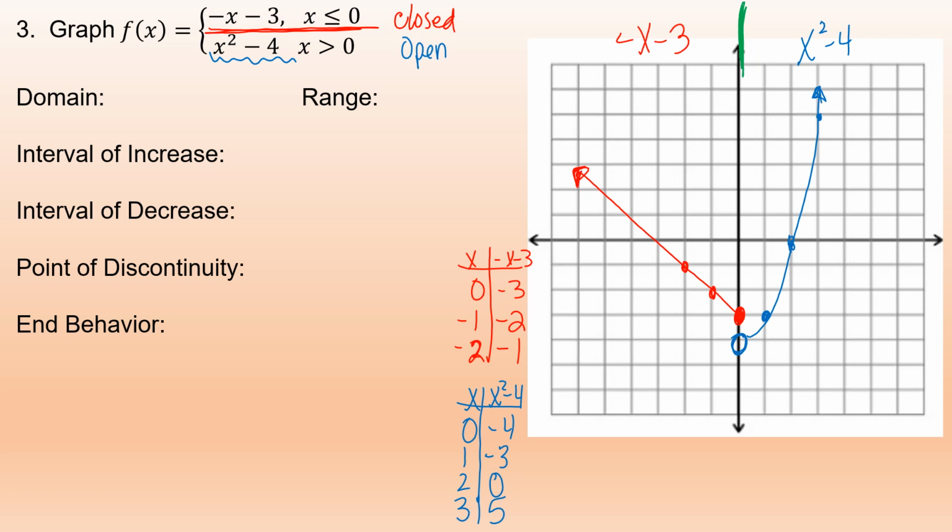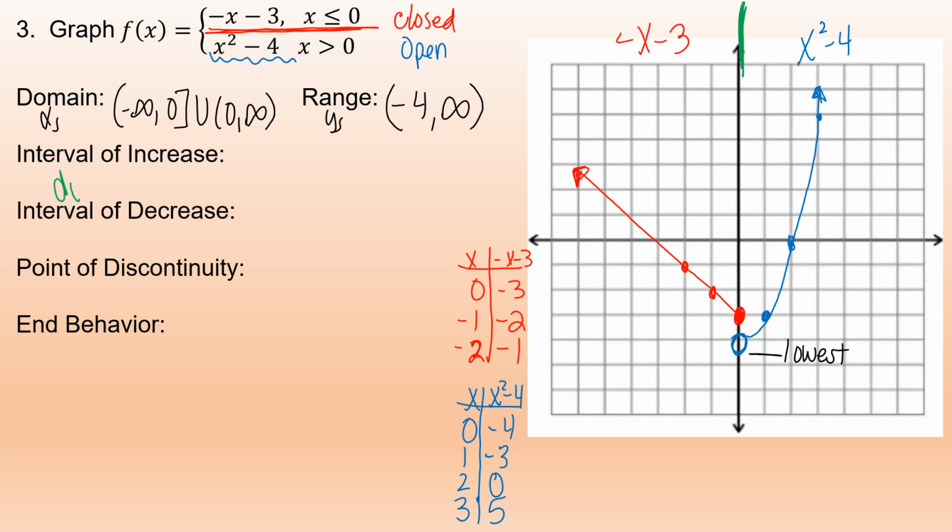Good job. Okay, our domain. Remember, we're looking at all of the x values. So our domain is from negative infinity to 0, with a bracket coming from the left, union 0 with parentheses going towards the right, towards infinity. The range is your y values. The lowest y value occurs where the vertex is of that quadratic portion of the function, and that is at negative 4. So we're going to start at negative 4 with parentheses, and we are going to increase up to infinity. That's parentheses because it's an open circle.